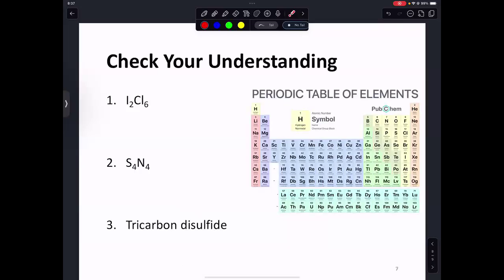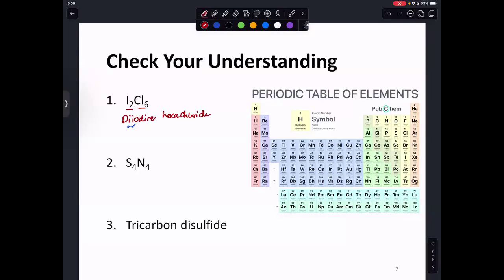Now let's check our understanding and write together the names for these molecular compounds. Let's start with the first one. We have here 2 iodine, so it becomes diiodine. And this will be considered correct if you have the I's written together. And then for chlorine, we have 6 chlorines. So 6 has a prefix of hexa, and then chloride.